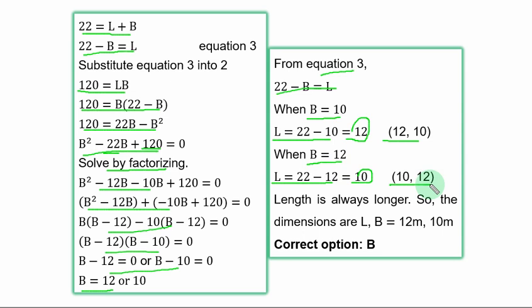But you should know that the length is always longer. So the dimensions are length, breadth, that is 12 meters, 10 meters. The correct option is B.